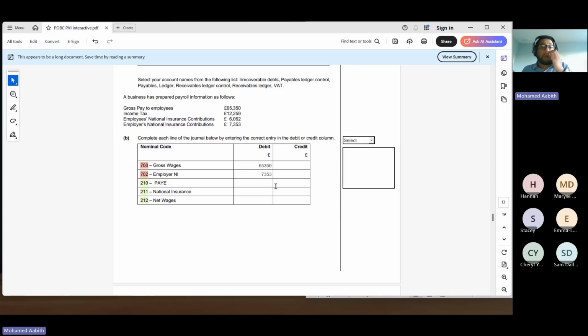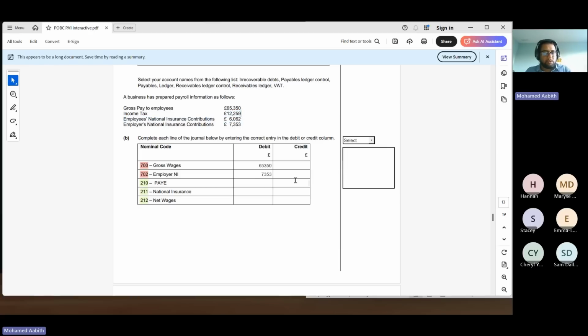According to the rules, the total of these expenses, this and that together, will be equal to these three here. So you need to check how I'm going to get to that point. So let's see here. What is your PAYE? PAYE is going to be 12,259.